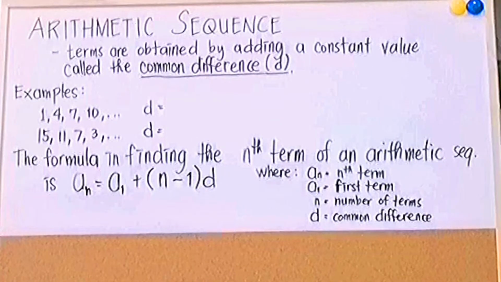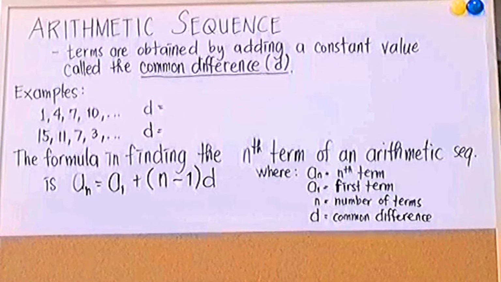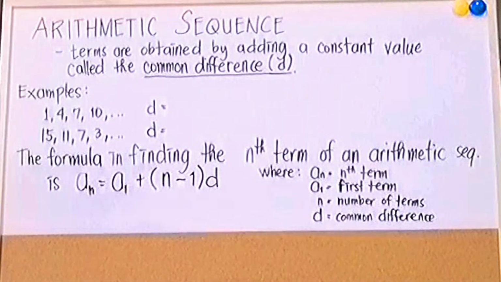An arithmetic sequence is a sequence where terms are obtained by adding a constant value called the common difference, which is denoted by the lowercase letter d. Now let's go on to the examples.